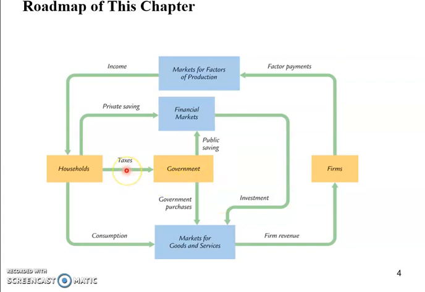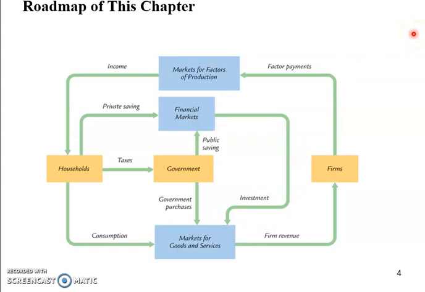If the taxes as government revenue exceed its spending, then the government saves. That's called public saving. The similar thing could happen to our households. If our income exceeds our consumption, then we would have private saving. Private saving and public saving are going to flow into the financial market because we want to make more money for ourselves, so we're going to do the investment.